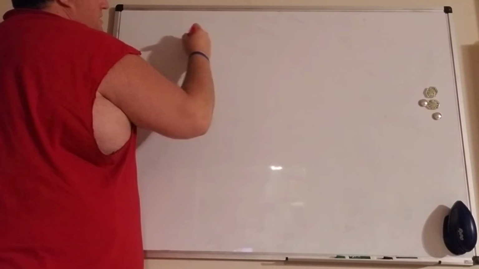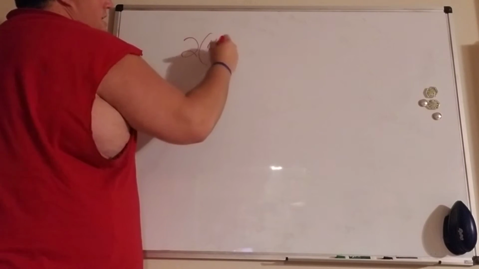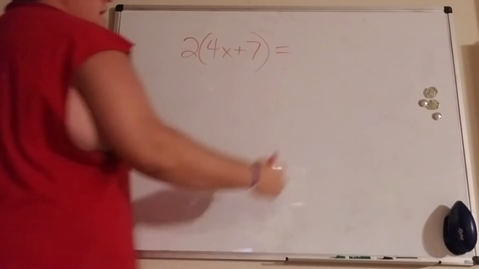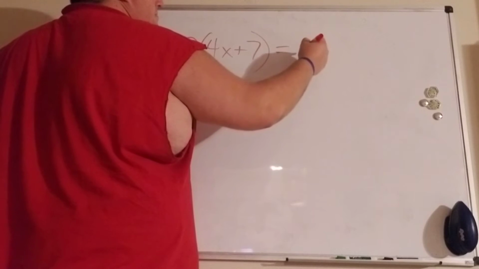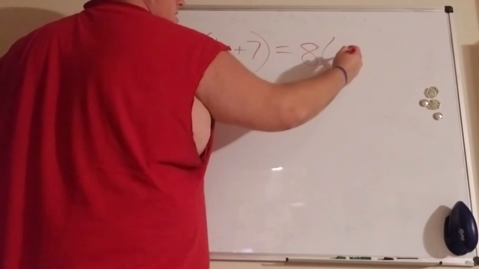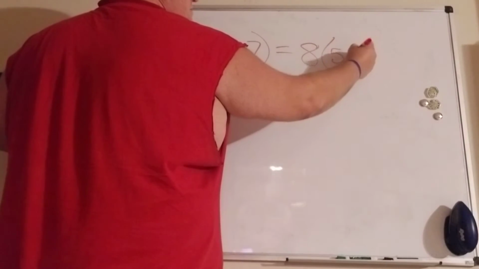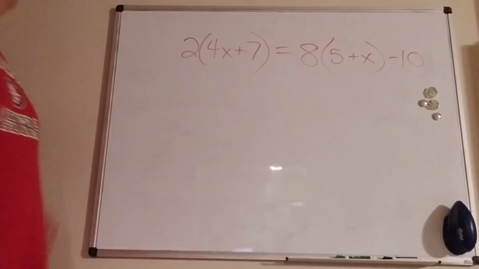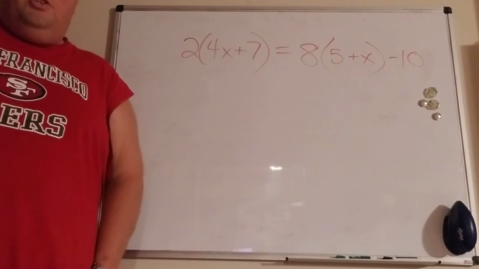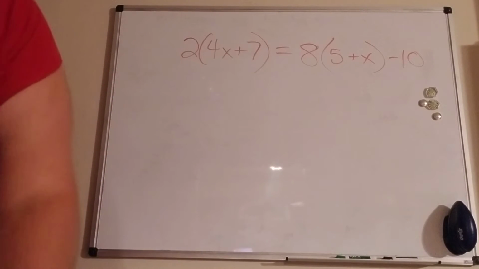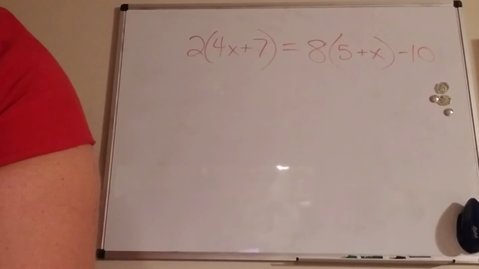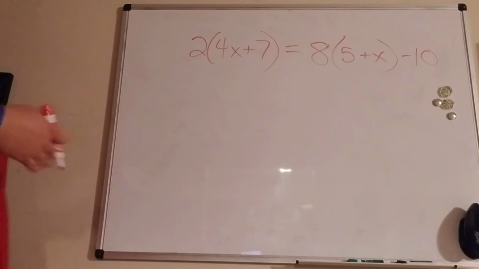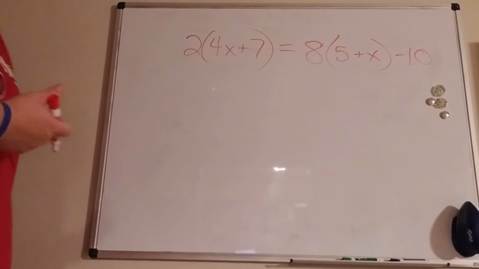So let's say that we have something like 2 times 4x plus 7. And over here we have 8 times 5 plus x minus 10. So you can't really tell a difference between this problem and the other problems. They look pretty similar. So I'm going to go ahead and use those same steps that we talked about to solve these.